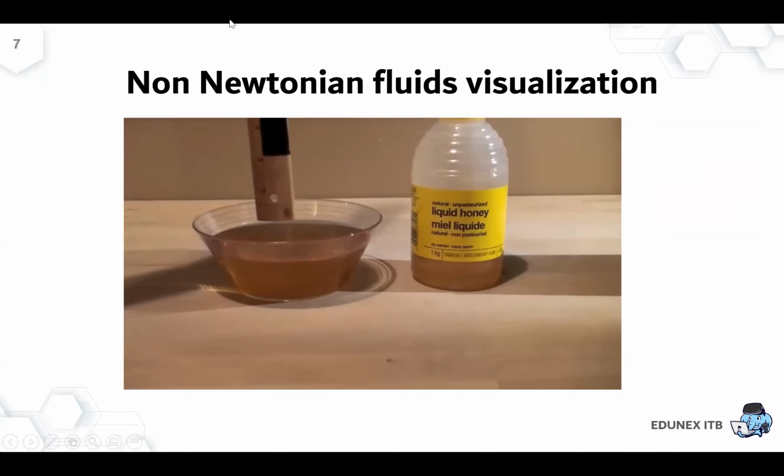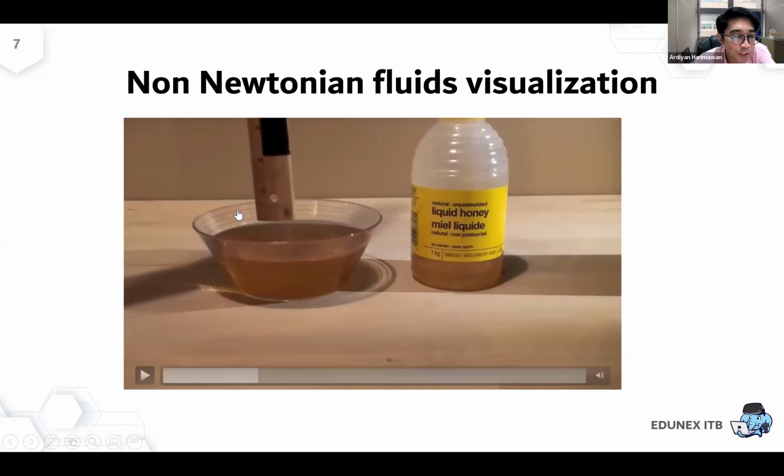Yes, sir. Okay, so in this video, basically, it will compare certain types of fluid, and you can see for each liquid they do two types of experiment. First, they dip the ruler and then take out the ruler, to see what the behavior of the liquid will be, and then the second one, they punch the liquid with the hammer. You can compare what the differences will be.